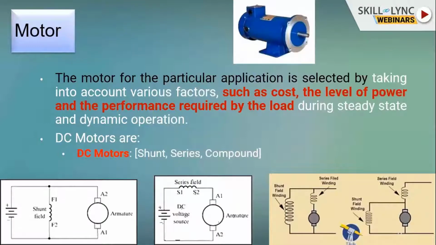The first component, which is the most important in case of the electric drive, because as I have said already, the heart of the electric drive is the motor. If the motor is being used for motion control, then we call it an electric drive. The motor used for a particular application will be selected by taking into account different factors, like cost, the level of power, and the performance required by the load during steady state or dynamic operation.